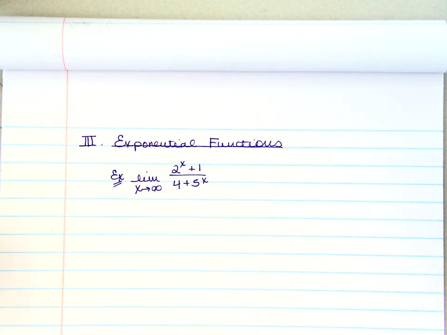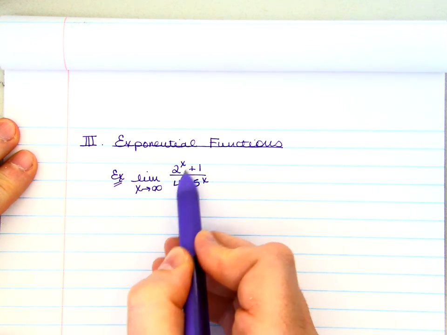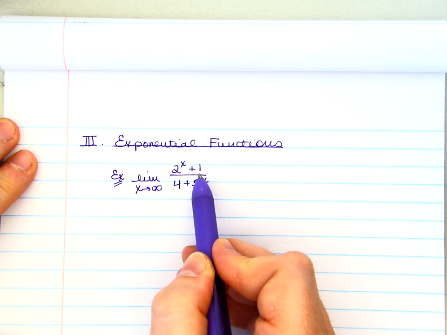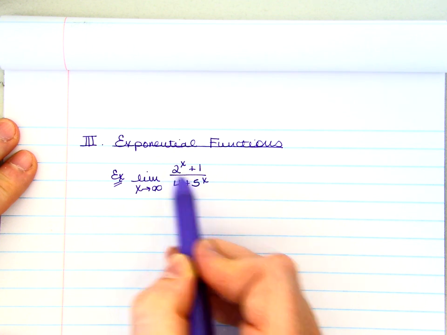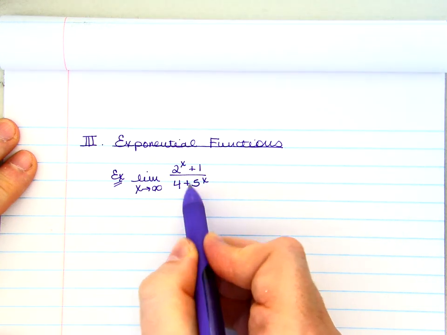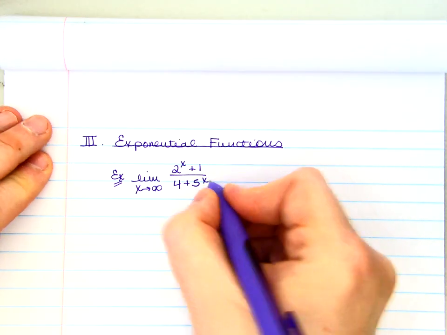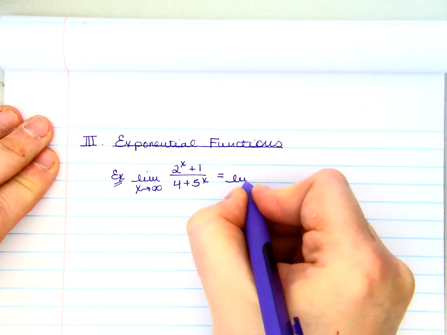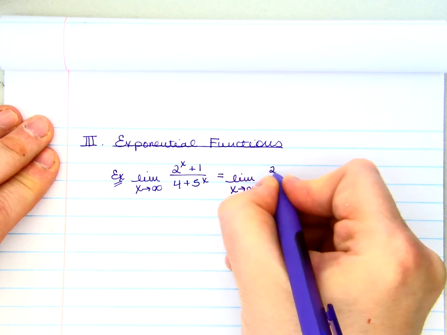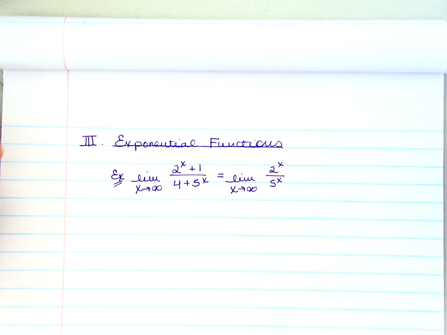Here's what we're going to notice. If I plug in a huge number where the x is, 2 to a huge number is a huge number. The plus 1 doesn't really change it by much. The 2 to the x is so much bigger than the plus 1. Similarly, on the bottom, the 5 to the x is so much bigger than the 4. So I'm going to ignore the 1 and the 4, and I'm going to get the limit as x approaches infinity of 2 to the x over 5 to the x.